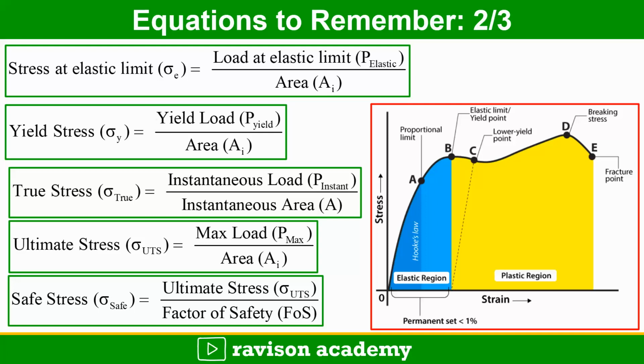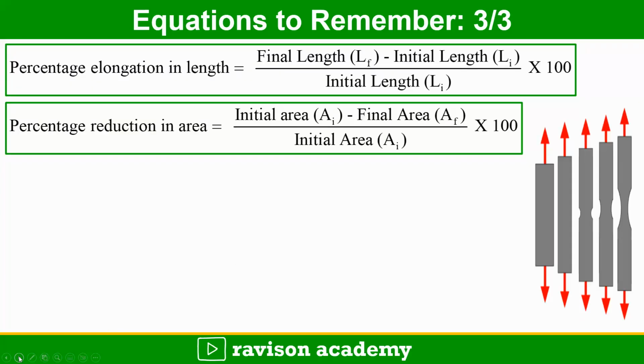Then ultimate stress is the maximum load by area, and safe stress is the ratio of ultimate stress to the factor of safety. And finally, the percentage of elongation in length. While the material is pulled, the length is elongated and the diameter is reduced. That is, you get an increase in length and a decrease in area. So we can find the percentage elongation in length and percentage reduction in area using these two equations.